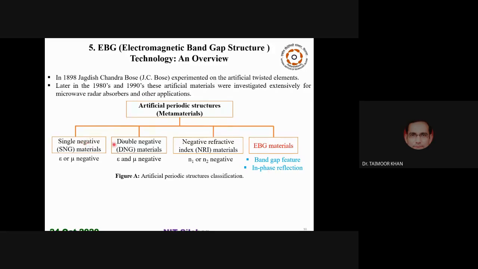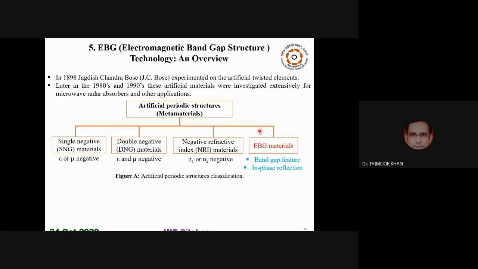antenna design. If we see the comparison, metamaterials can be classified into single negative materials and double negative materials, where in a single negative material either epsilon or mu is negative, while in a double negative material both epsilon and mu are negative. In a negative refractive index material, either N1 or N2, that is the first or second reflection coefficient, will be negative. This EBG material is also an artificial periodic structure, or a specific class of metamaterial, which has different characteristics not matching these three categories of materials: the first is the band gap feature, and the second is the in-phase reflection.